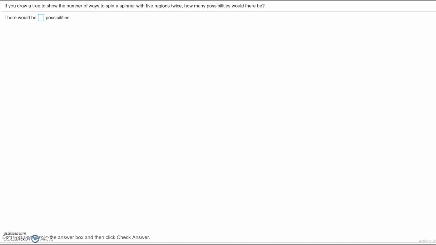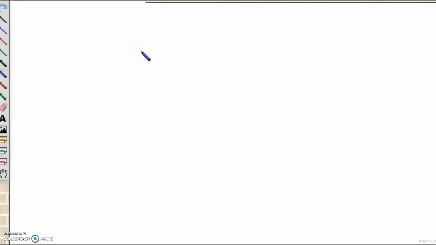So this first question is about using a tree diagram to show the number of possibilities, and it reads, if you draw a tree to show the number of ways to spin a spinner with 5 regions twice, how many possibilities would there be? I'm going to go to my whiteboard.